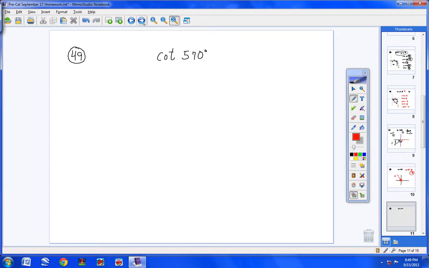All right, now let's move on to number 49, the cotangent of 570. Now, let's go around once. That's 360. Plus 90 is 540. Plus 90 would be 630. Don't think that's correct. Let's see, 360 plus 90 is 450. Plus 90 is 540, and I want 570, so I'll have to go 30 more degrees. So I go 30 more degrees and draw my terminal side.